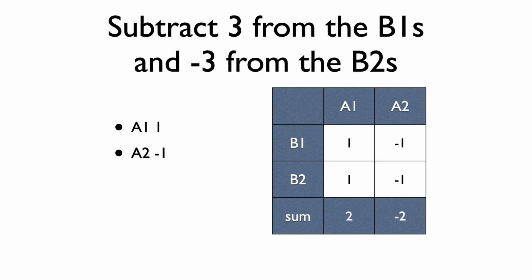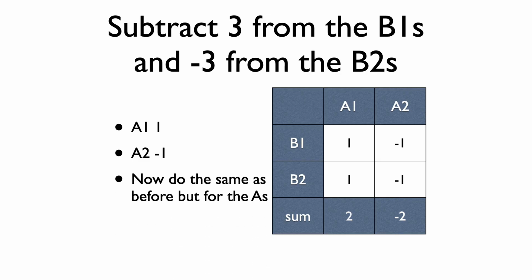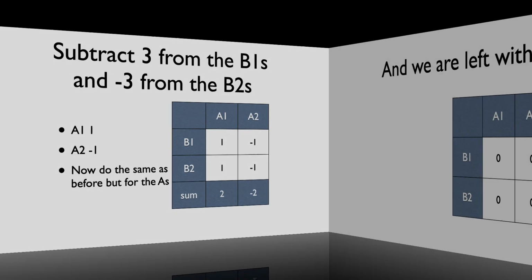So we're going to take 1 from all the A1s. You should probably see what's going to happen here. When we take the 1s out of here and the negative 1s out of here, it's going to be a bunch of zeros, isn't it? Right? So we're going to take 1 out of the A1s and negative 1 out of the A2s. So we're going to do the same as we did before, but that's for the A's. So we get that.